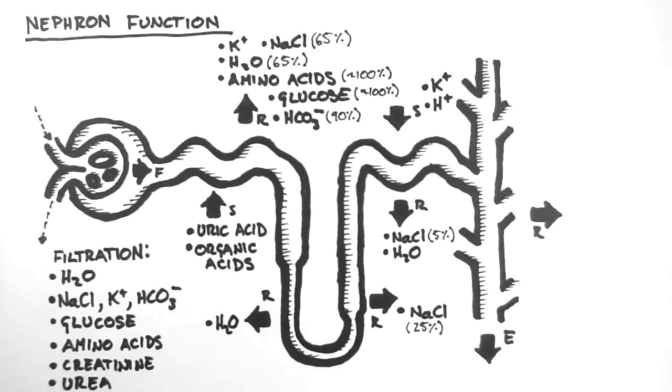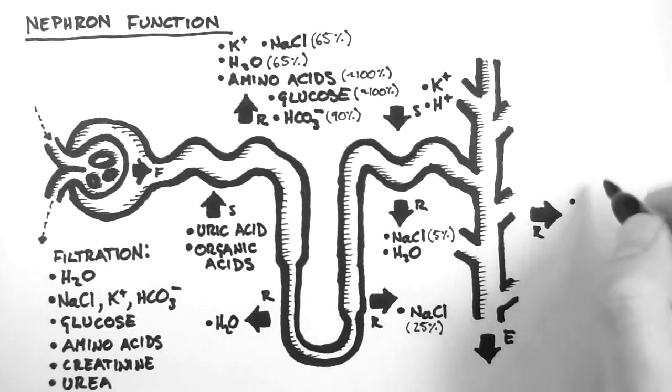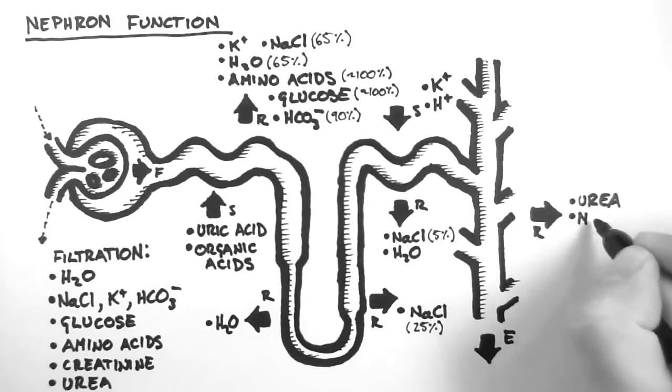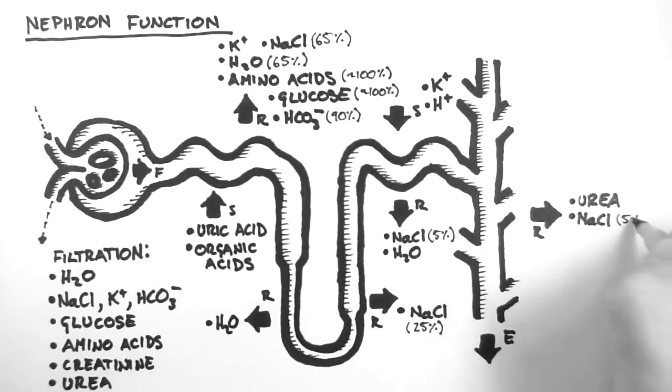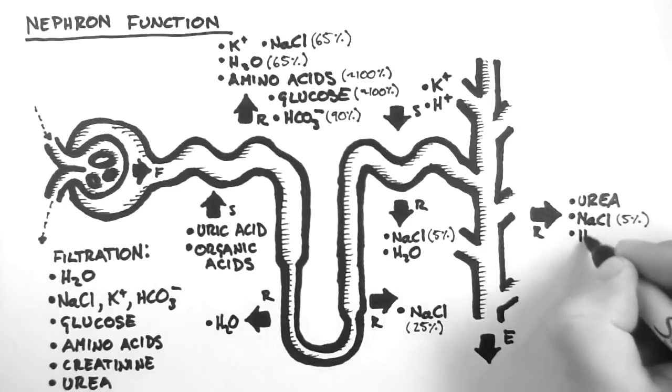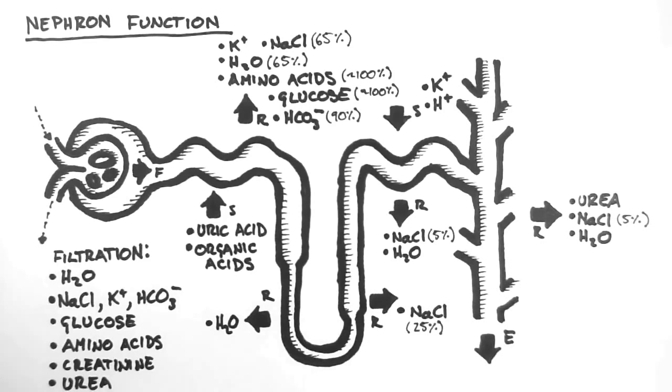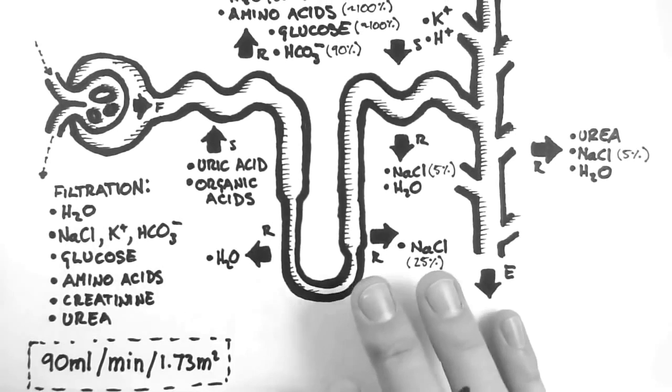So a simple way to think about the nephron is that the proximal tubule does most of the reabsorption and secretion, the loop of Henle does the concentration, and the distal tubule does the fine-tuning. This brings us to the collecting duct. And here, one last bit of reabsorption occurs. Some urea, about 5% of the filtered sodium chloride, and some water are reabsorbed. And this leaves us with excretion.